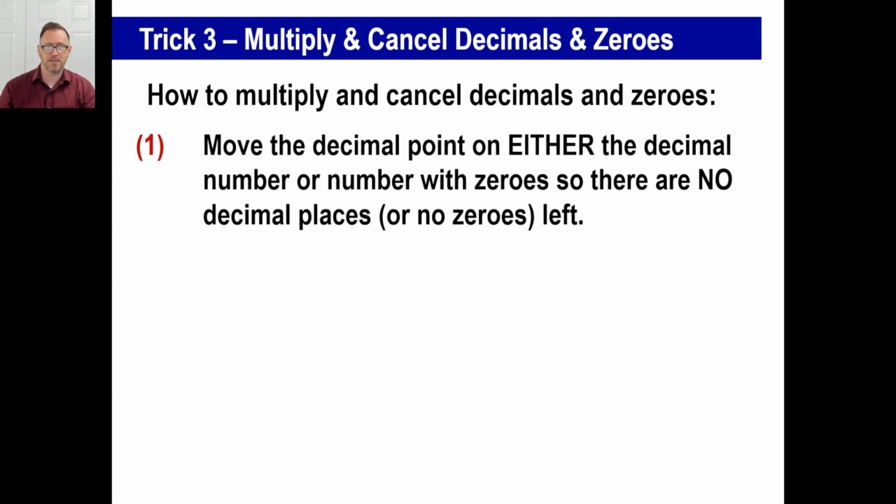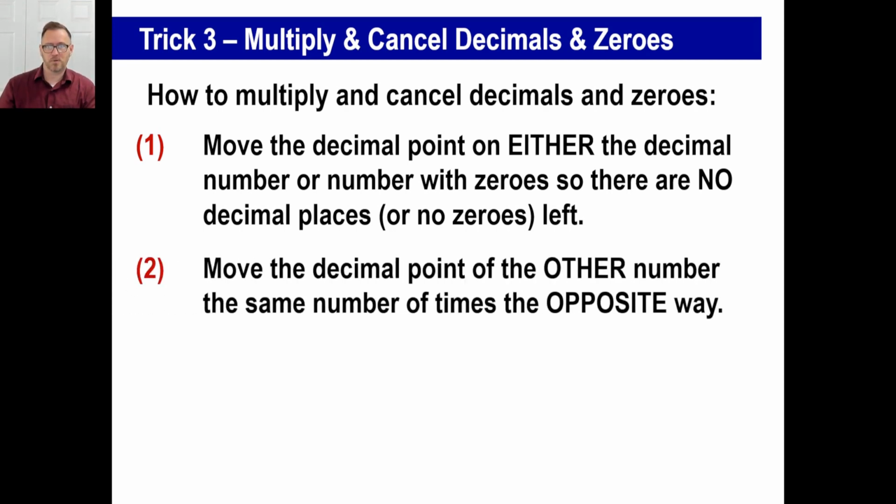All right, number 1, move the decimal point on either the decimal number or the number with zeros, so there are no decimal places or zeros left. You just want what's called an integer, just a nice whole number. That's all you want. All right. Step 2. Move the decimal point of the other number exactly the same number of times the opposite way. Number 3, multiply with an exclamation point so you can see it's fun.